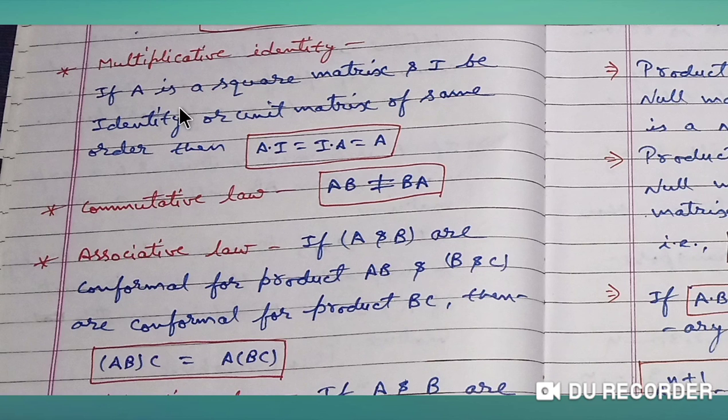Now what this point says is that if A is a square matrix and I is the identity or unit matrix of the same order, then we can look at this relation. The product of A and I will be equal to I times A, and this will be A. So this says that here the commutative law holds for these products.